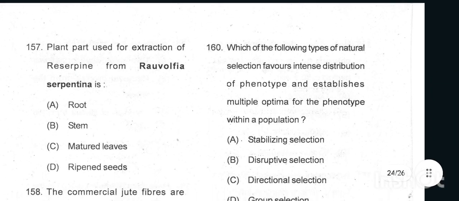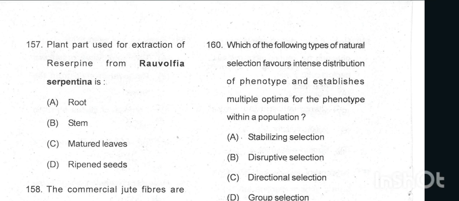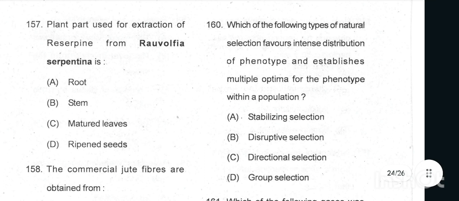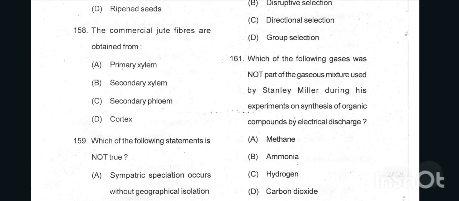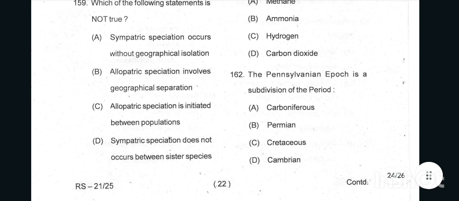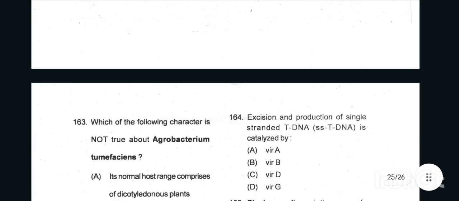Then 160. Which of the following types of natural selection favors intense distribution of phenotype and establishes multiple optima for the phenotype within a population? It is disruptive selection. Then which of the following gases was not a part of the gaseous mixture used by Stanley Miller during his experiments on synthesis of organic compounds by electrical discharge? Here the correct answer is carbon dioxide, which was not used by Stanley Miller. Methane, ammonia and hydrogen, all were used by him. The Pennsylvanian epoch is a subdivision of the period Carboniferous. So option A is the correct one.